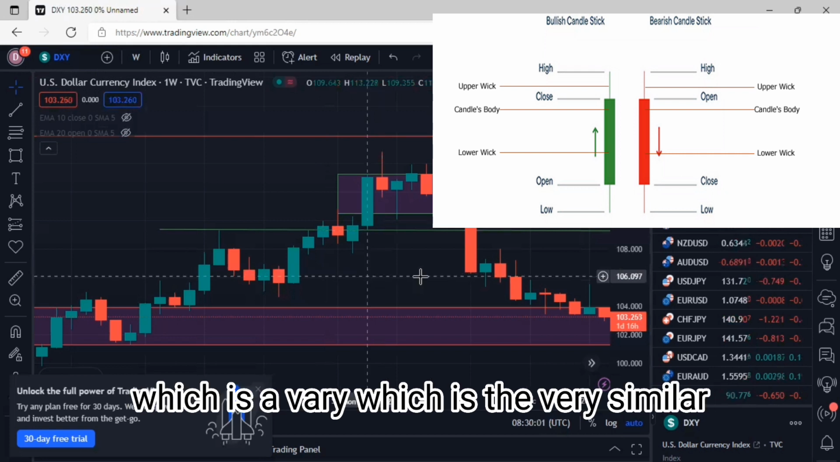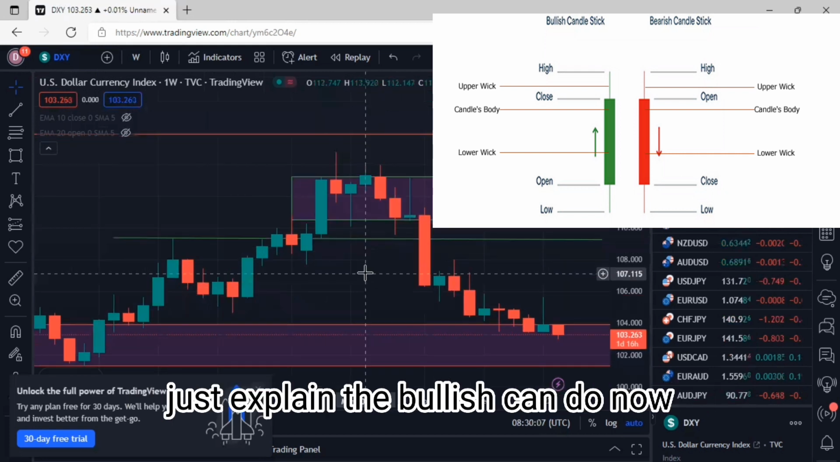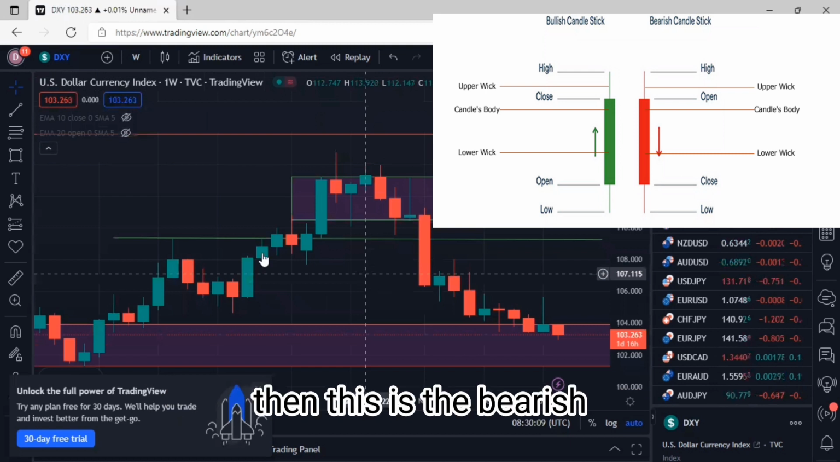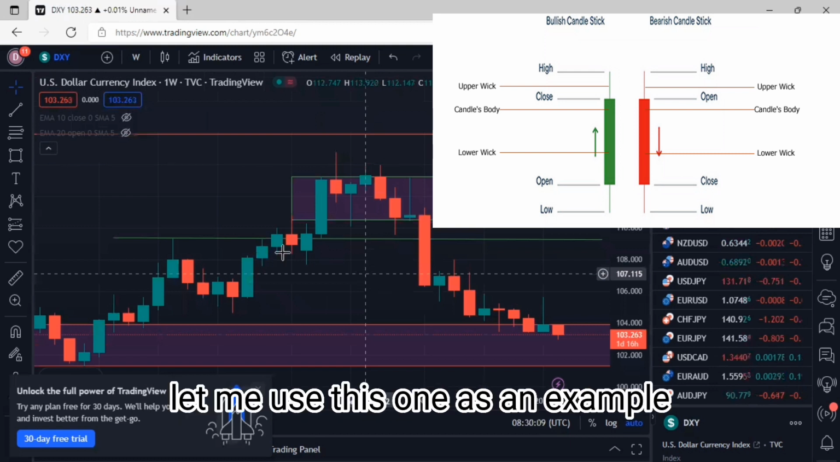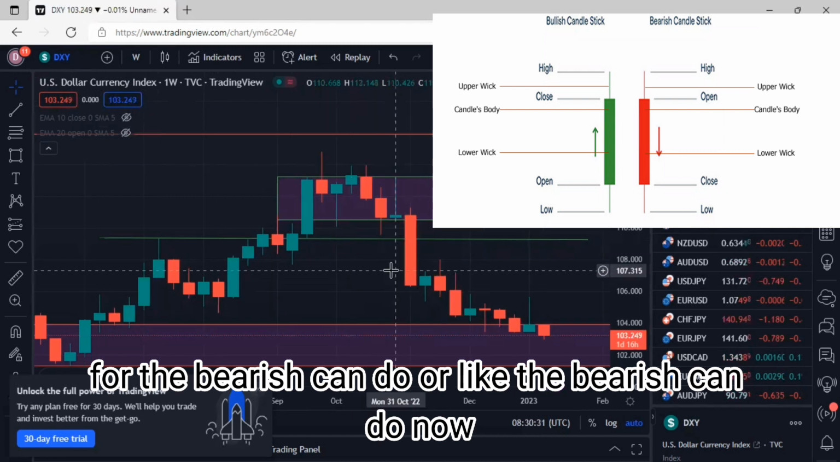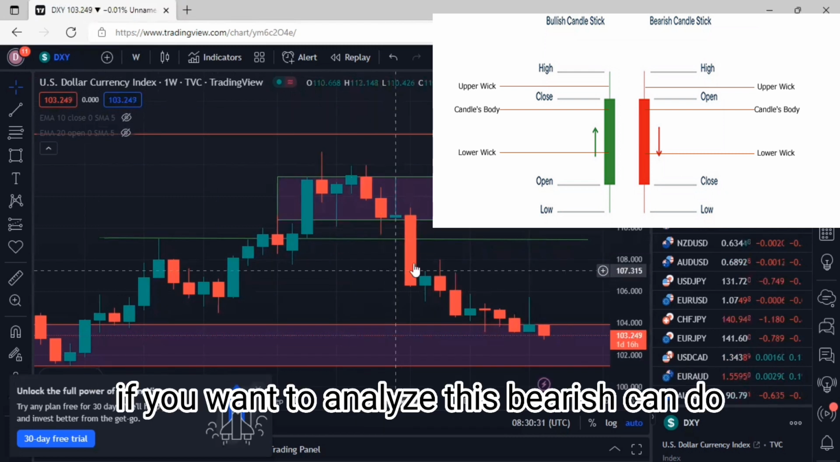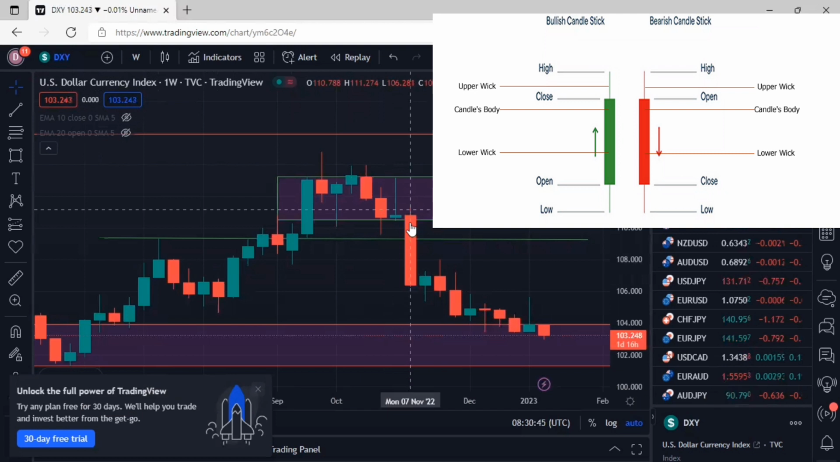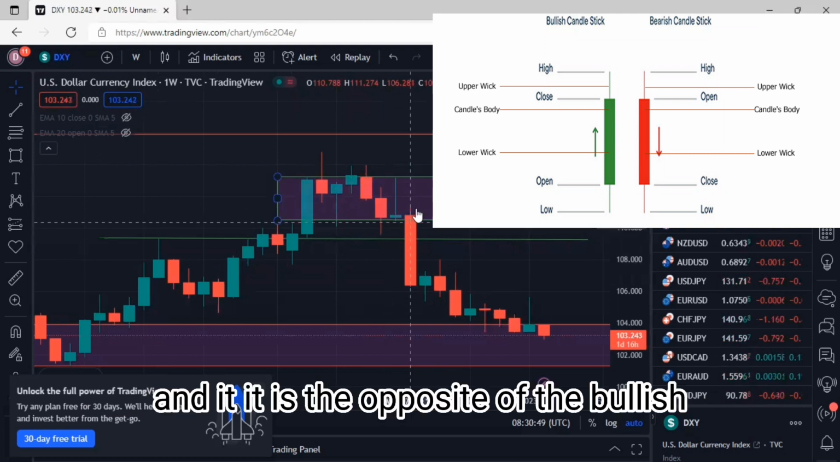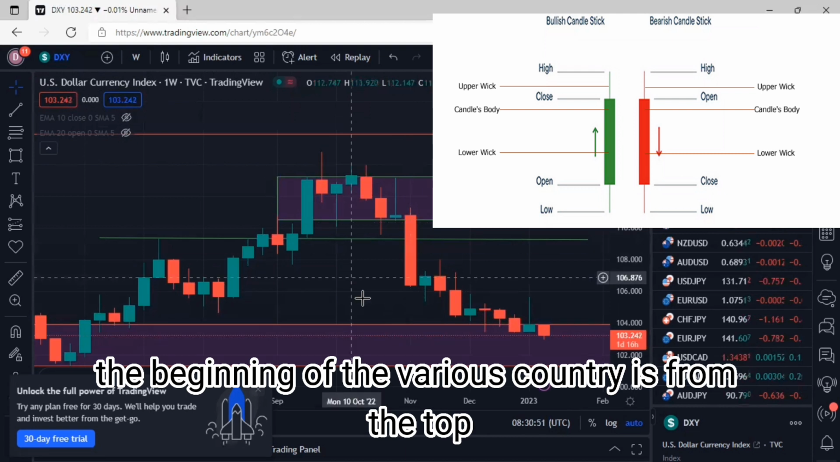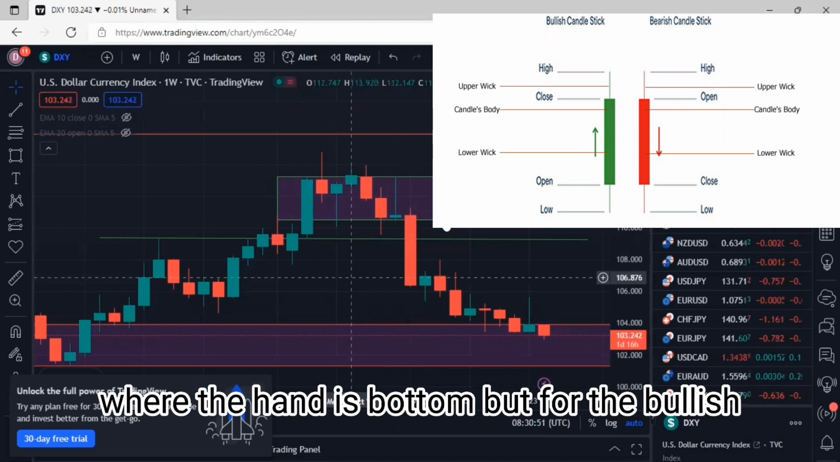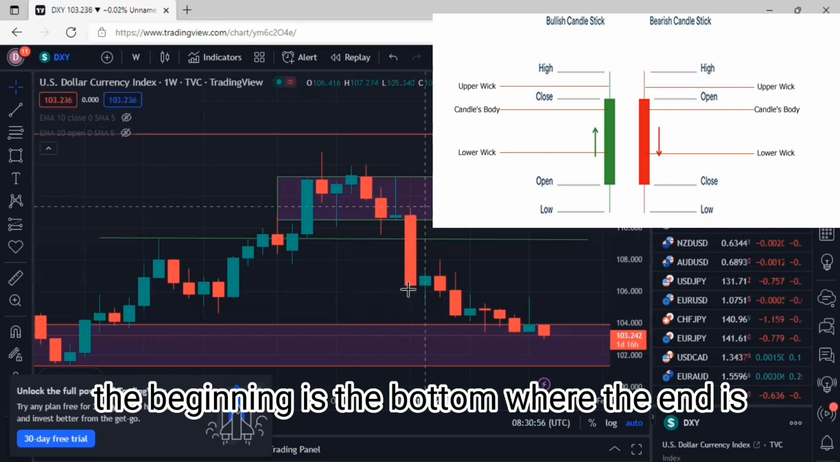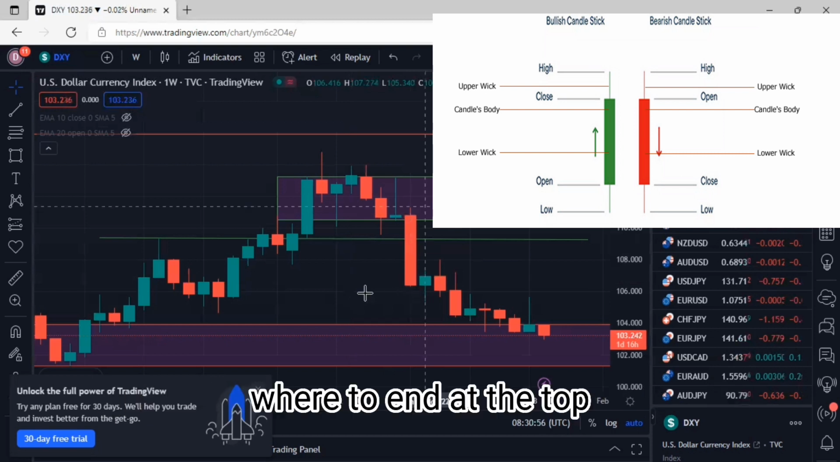The second one is the bearish. I just explained the bullish candle. Then this is the bearish. Let me use this one as an example. If you want to analyze this bearish candle, this red color is the body of this bearish candle, and it is the opposite of the bullish. The beginning of the bearish candle is from the top, while the end is at the bottom. But for the bullish, the beginning is the bottom, while it ends at the top.